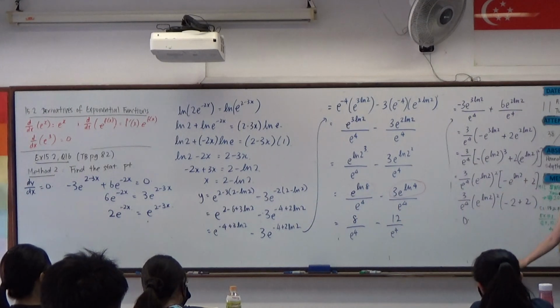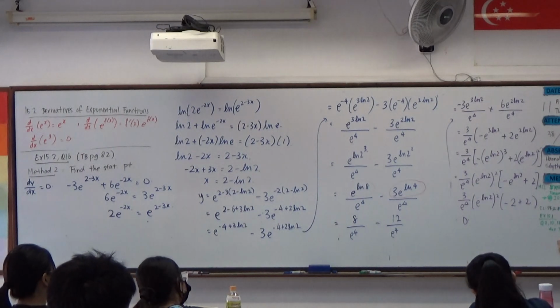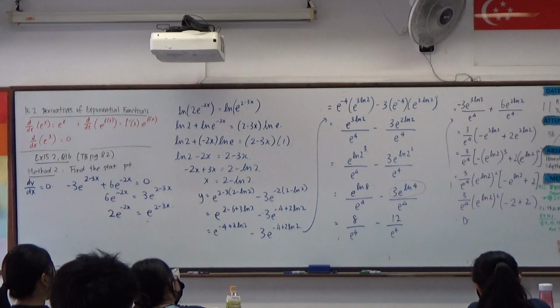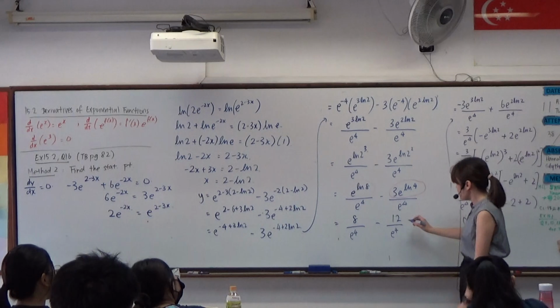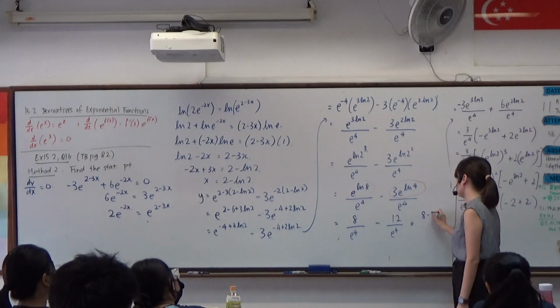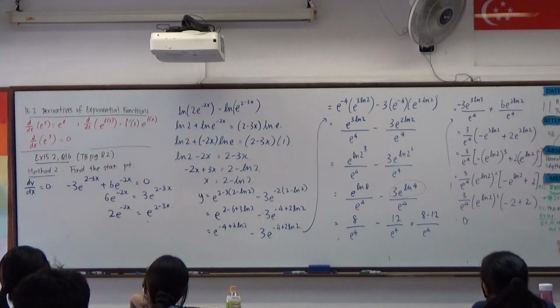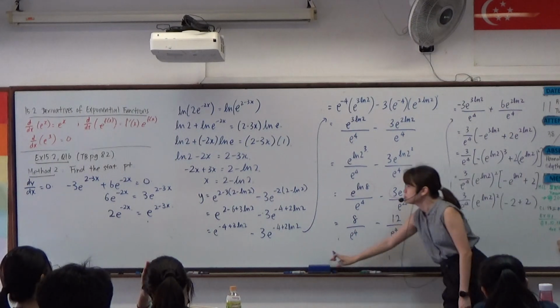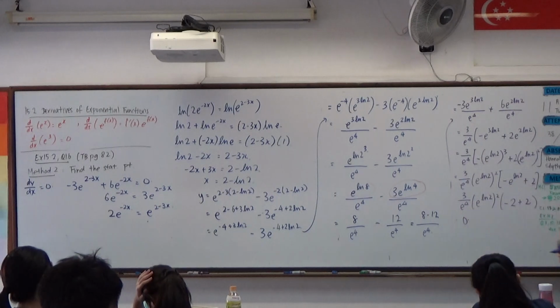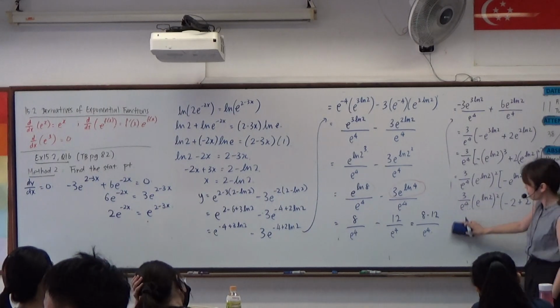And then 8 over e to the power 4 minus 12 over e to the power 4 is the same as 8 minus 12 over e to the power 4, since the denominator is the same. And that would give us negative 4 e to the power of negative 4.